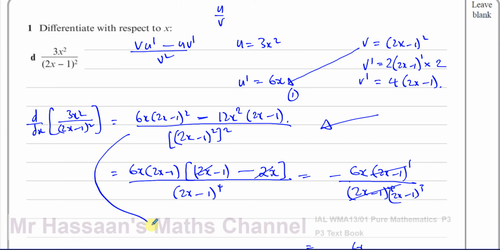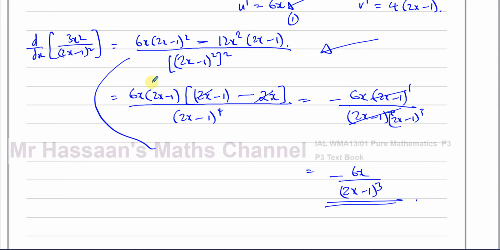A lot of students are fine with this up to this stage, but they don't know how to go from there to what the answer says in the back of the book. You should know how to manipulate this. This is one of the things with the product and quotient rule. Half of the marks in these questions are normally for manipulating the answer into the form that is required.